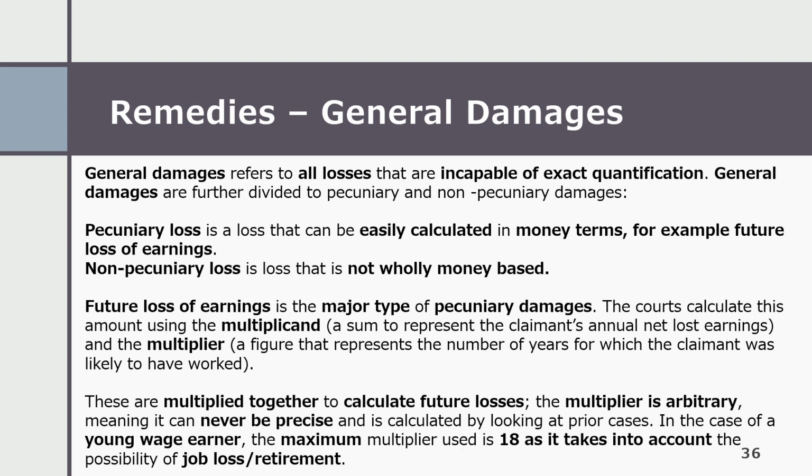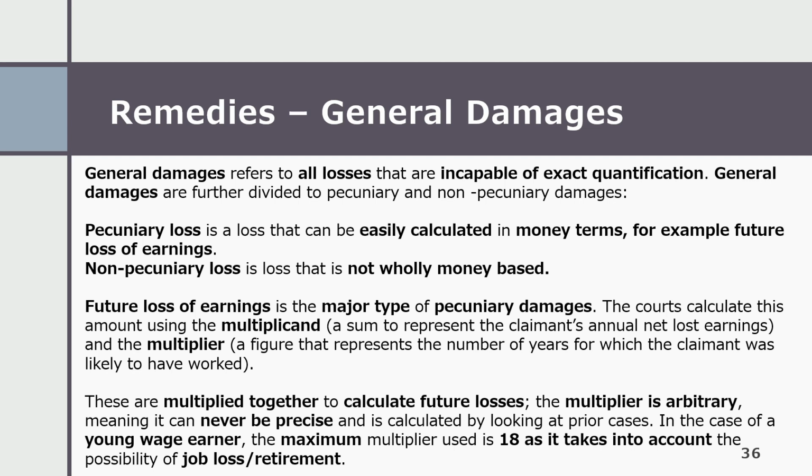General damages refer to all losses that are incapable of exact quantification. General damages are further divided into pecuniary and non-pecuniary damages. Pecuniary loss is a loss that can be easily calculated in money terms, for example, future loss of earnings. Non-pecuniary loss is loss that is not wholly money-based. Future loss of earnings is the major type of pecuniary damages.